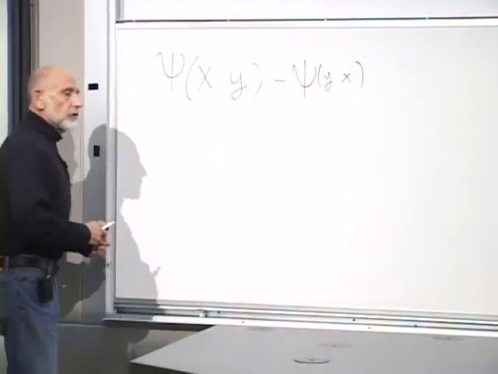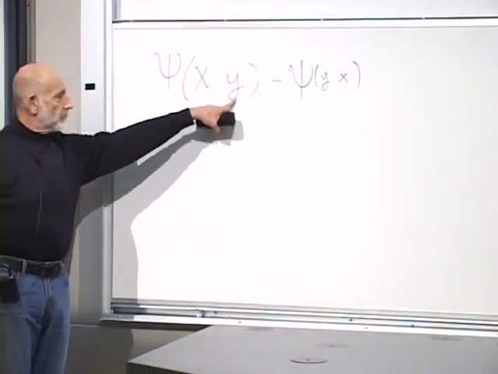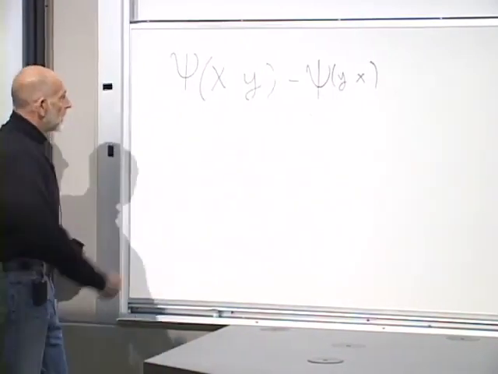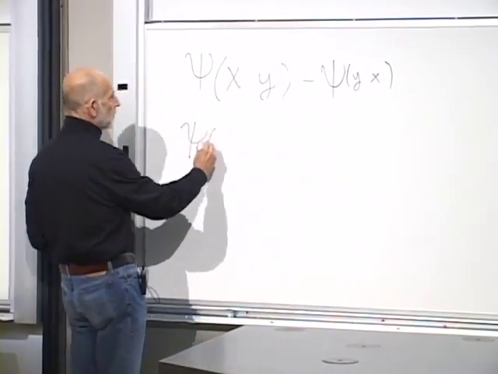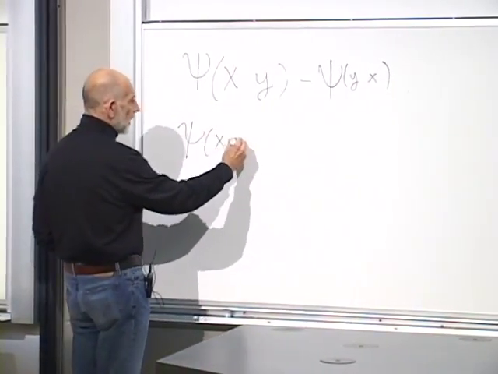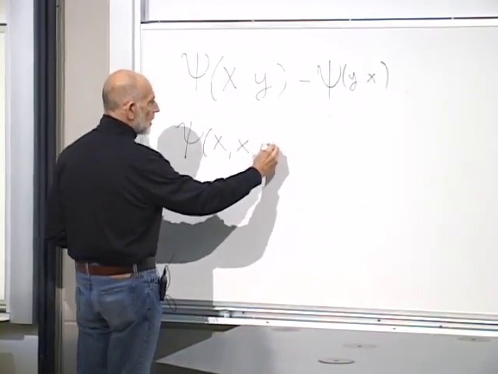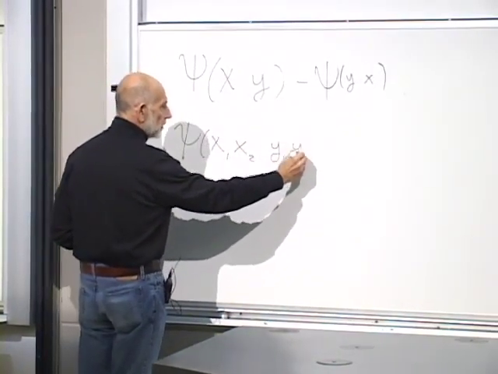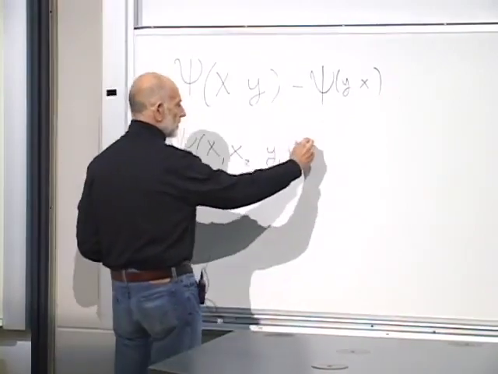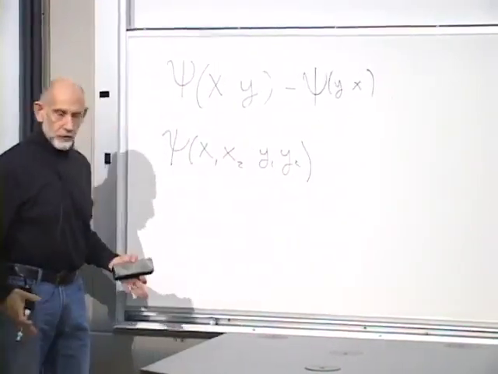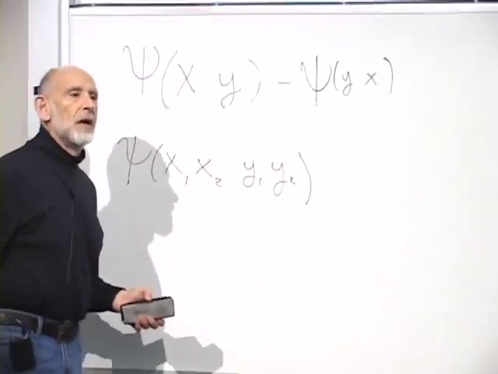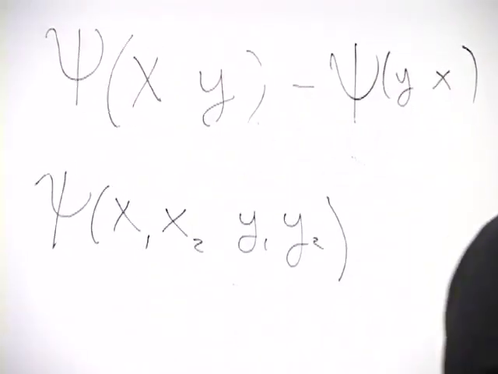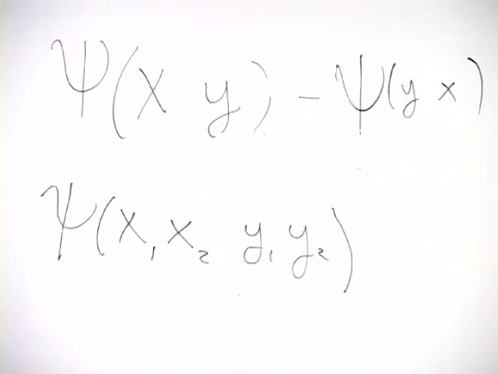Let's now let electrons be called x and protons be called y. So the wave function is a function of two x's, let's call them x1 and x2, y1 and y2. It's a function of four variables. What are the rules?